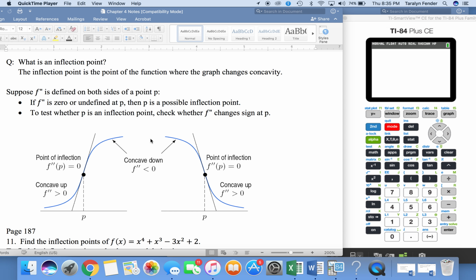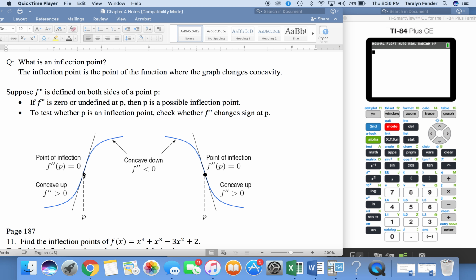What is an inflection point? The inflection point is the point of the function where the graph changes concavity. Suppose f double prime is defined on both sides at a point P. If f double prime is 0 or undefined at P, then P is a possible inflection point. To test whether P is an inflection point, check whether f prime changes sign at P.